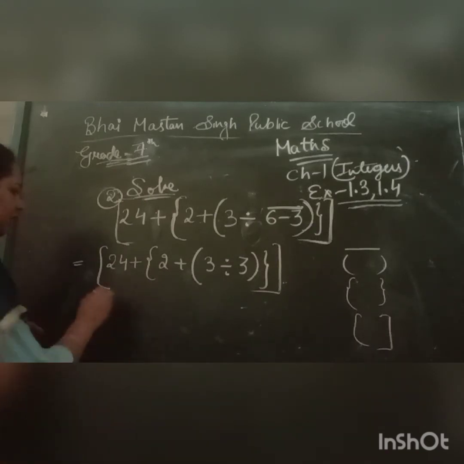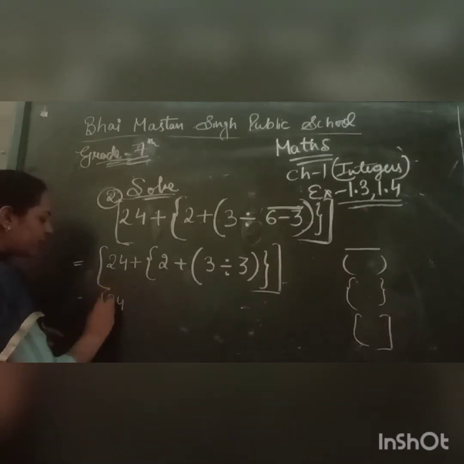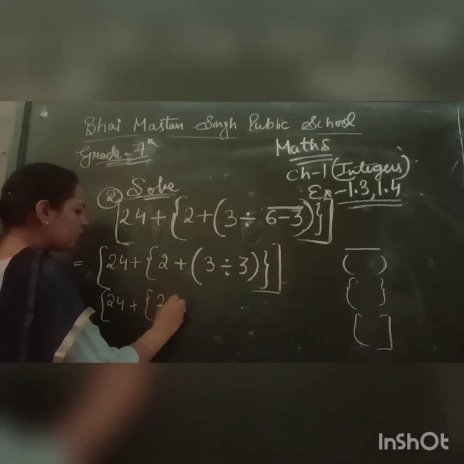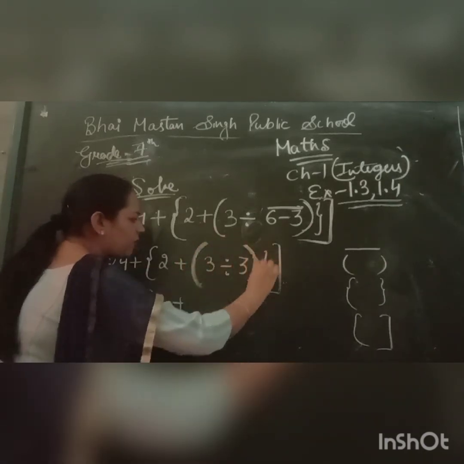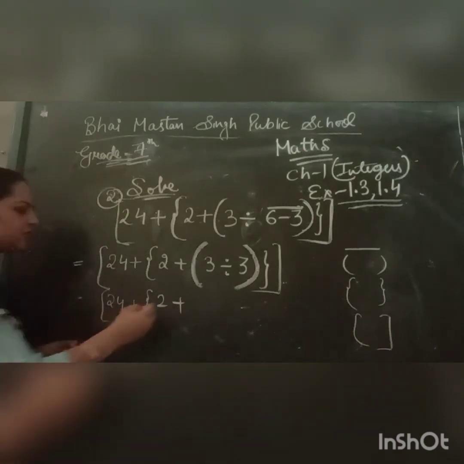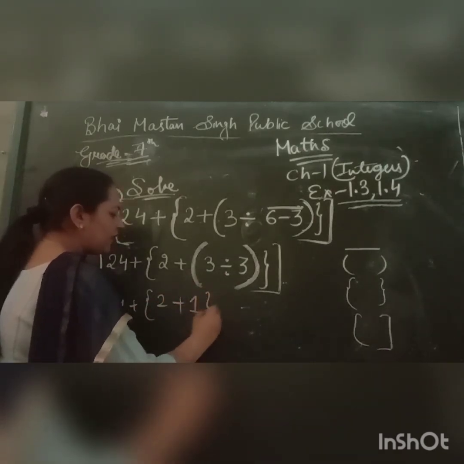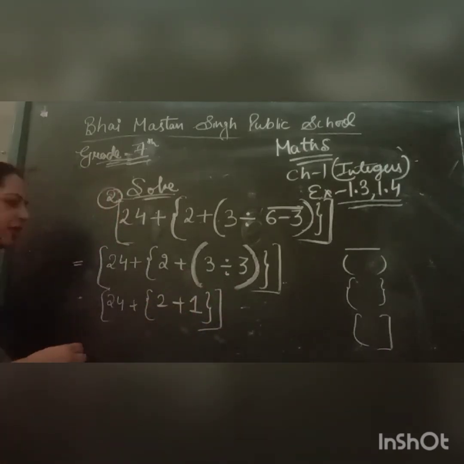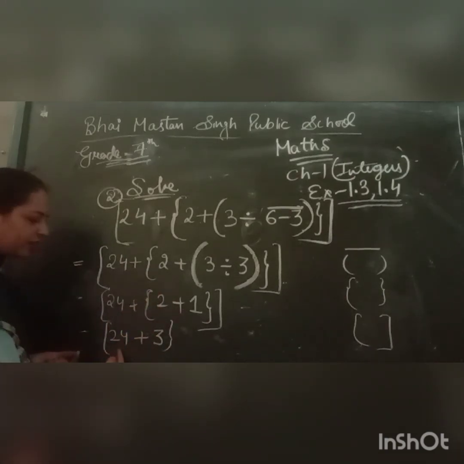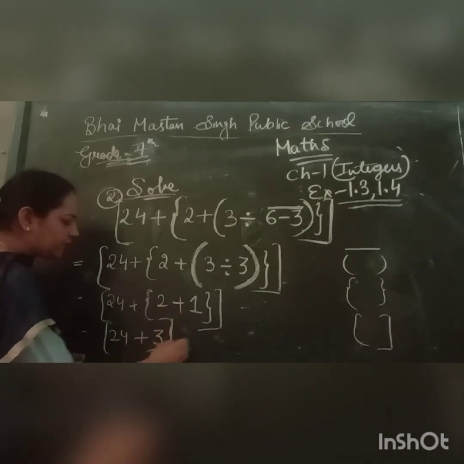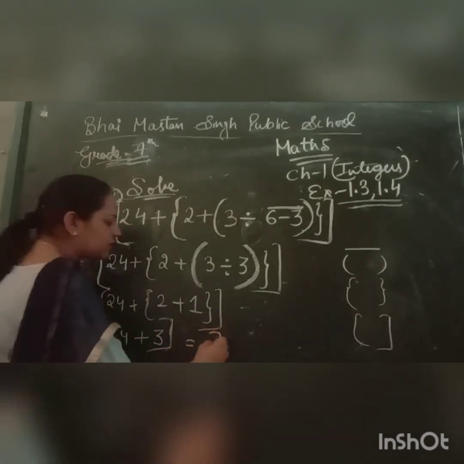I have solved it. Now 24 plus 2 plus. After the bar bracket there is a common bracket. Here is the common bracket. 3 divided by 3 is 1. Now I have solved the bracket, so I have removed it. After this I will solve the curly bracket. 2 plus 1 is 3. 24. Now there is only the box bracket. 24 plus 3 is 27.